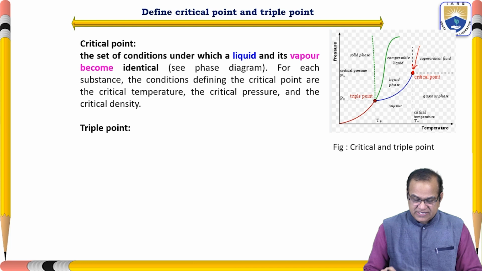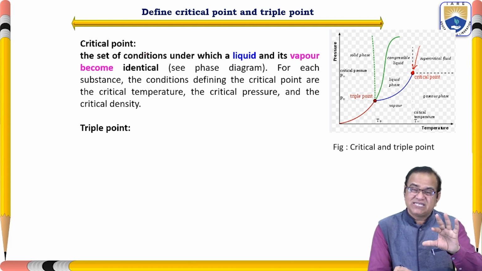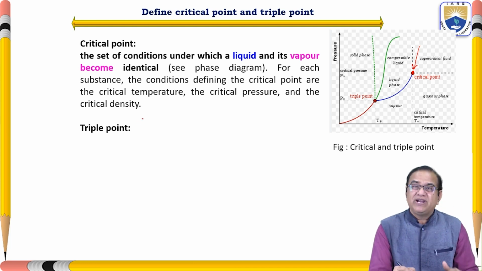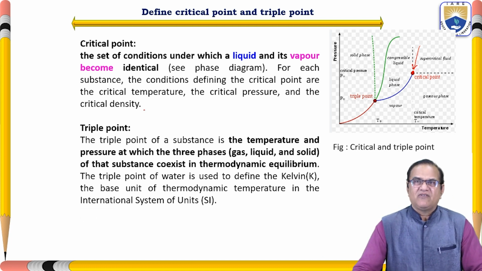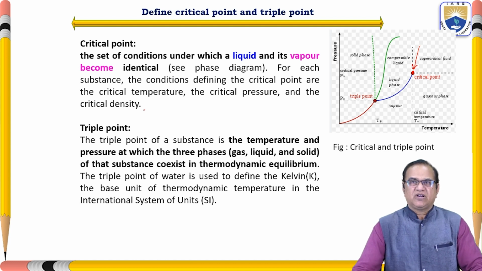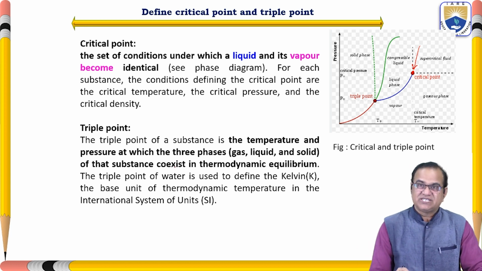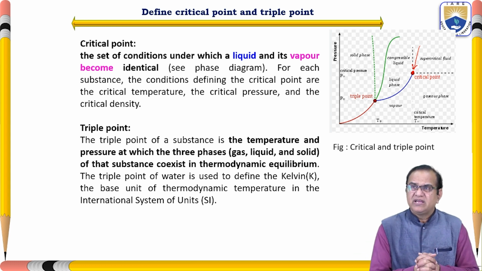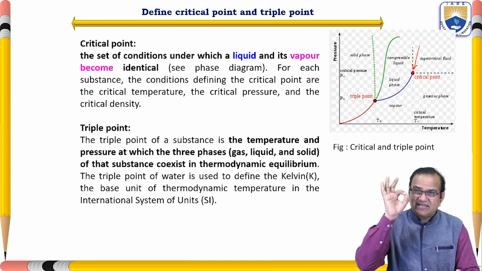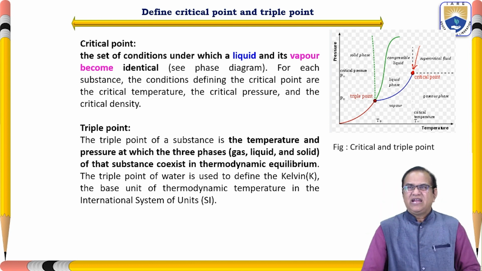At the critical point, we have two phases, a liquid and a vapor. But at the triple point, you have three phases, solid, liquid, and gas, combining together, and then we say that it is a triple point. So the triple point of a substance is the temperature and the pressure at which the three phases, that is gas, liquid, and solid, of the substance coexist in thermodynamic equilibrium. It means at which temperature and pressure the solid, liquid, and gas are in the same state. That is called the triple point.